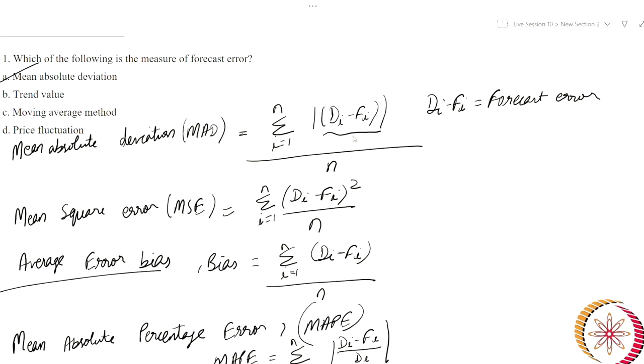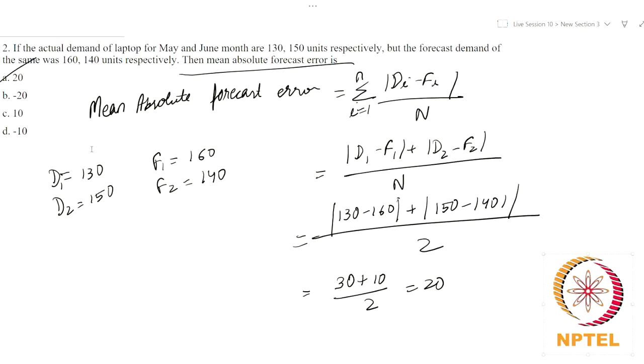Next, in this question the mean absolute forecast error is asked. Here the demand is given for 2 months, and the forecast demand is also given. The mean absolute forecast error is the mod of demand minus forecast, divided by the total number. With this, find out the mean absolute forecast error.